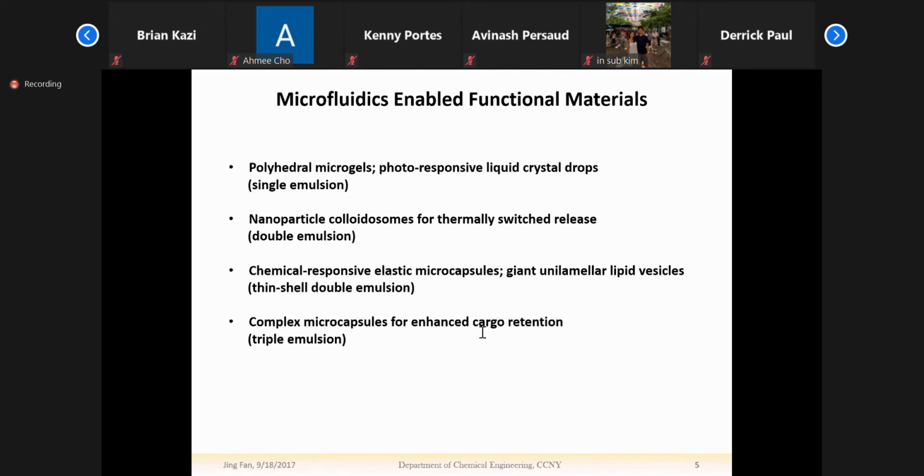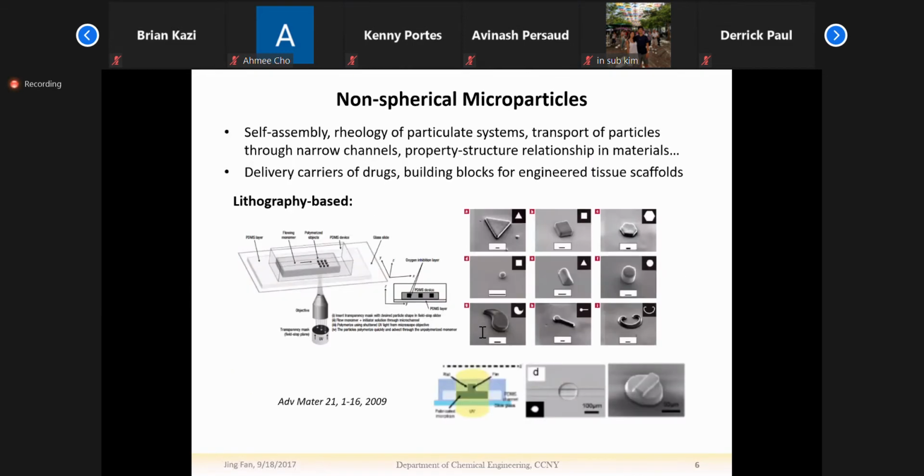So today's lecture has 4 parts. Maybe I will skip one of them, or just quickly go through some of them if I don't have time to go into detail. The first one is all about microfluidics-enabled functional materials. The first example is about polyhedral microgel particles. There are actually more than 4 examples. I list some examples from single emulsion, double emulsion, thin shell double emulsion, and another example from triple emulsion. I will see how much time I have.